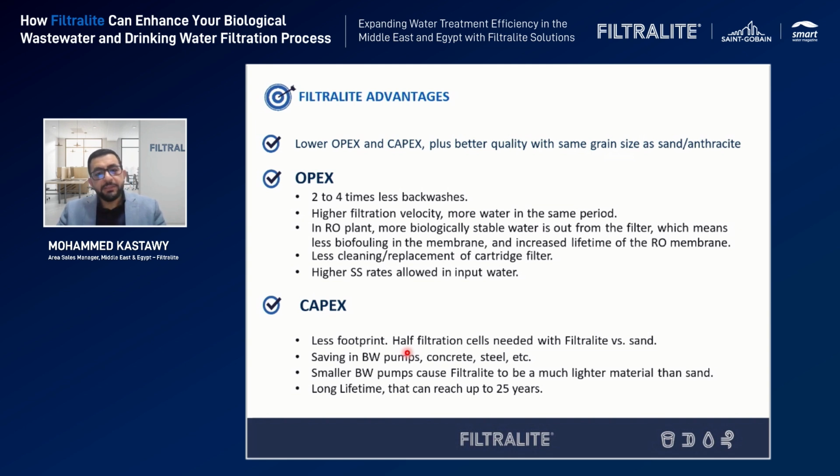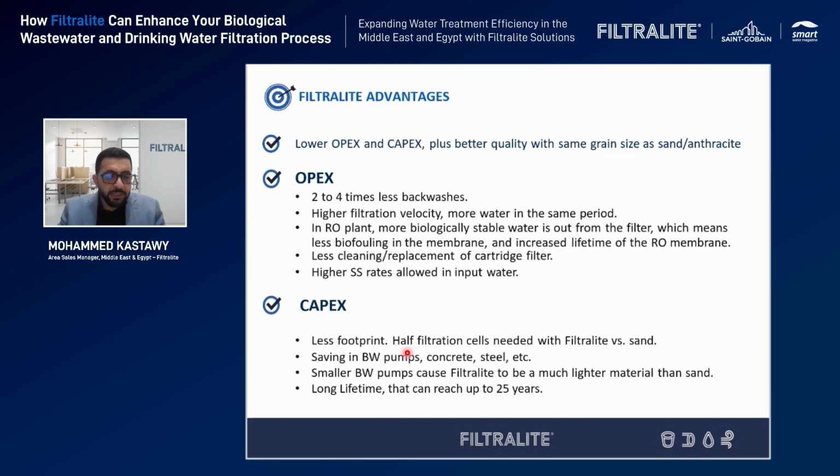The other point, as I mentioned, is that because Filtralite is a very light media, during the backwash you need a lower backwash flow. Just imagine that you need to lift up 1,700 kilograms, while with Filtralite, for some models, it can be from 470 up to maybe 700 or 800 kilograms per cubic meter. Then you need smaller backwash pumps. Also, again, the longer lifetime.